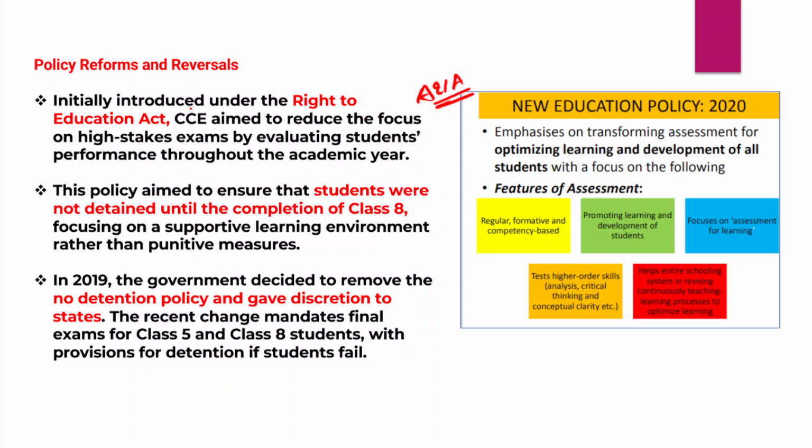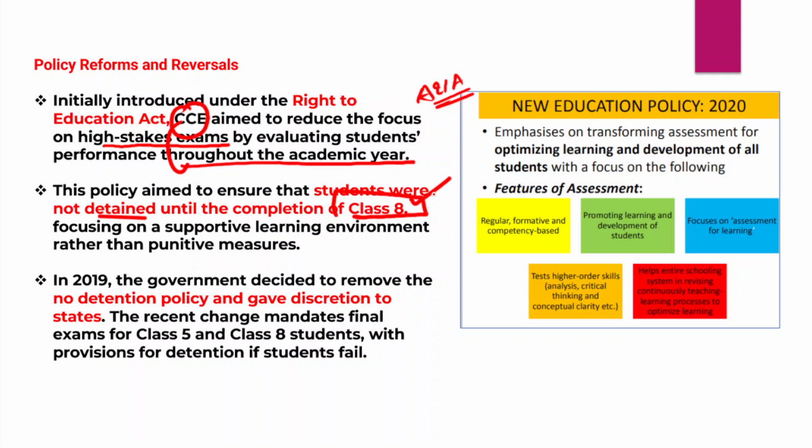And this Continuous and Comprehensive Evaluation of students aims to reduce focus on high-stake exams by evaluating students' performance throughout the academic year. So this is the objective of the continuous and comprehensive evaluation method that was introduced as part of the Right to Education Act. And in fact, this policy also aimed to ensure students were not detained until the completion of 8th class. Until the completion of 8th class, students were not detained.